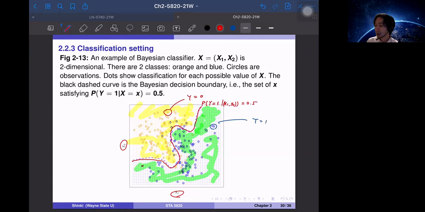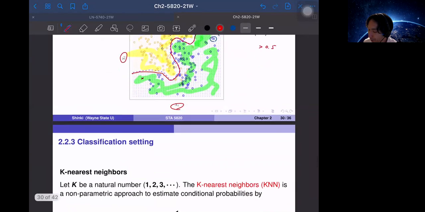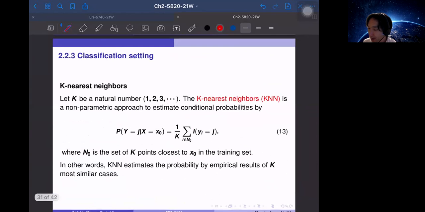So this is the boundary. The probability of y is equal to 1 is 50%. And on this green side, the probability is higher than 0.5, and on this yellow side, it is less than 0.5. So the decision boundary is given in this way. Probably this is pretty complicated, the decision boundary. Logistic regression always has a linear boundary, unless you include the quadratic terms in predictors. So this is a conceptual graph for classification.